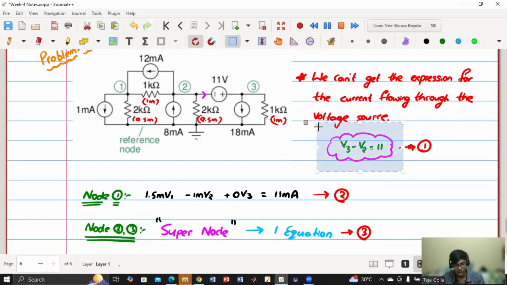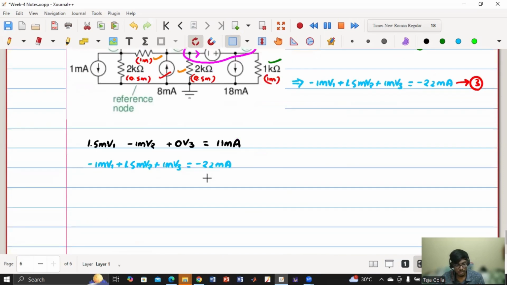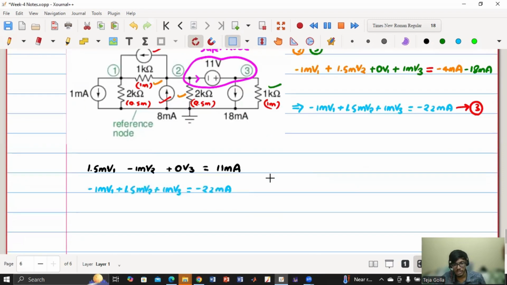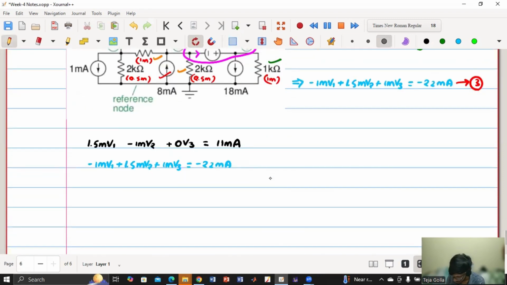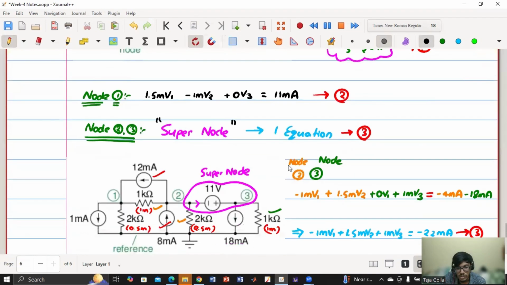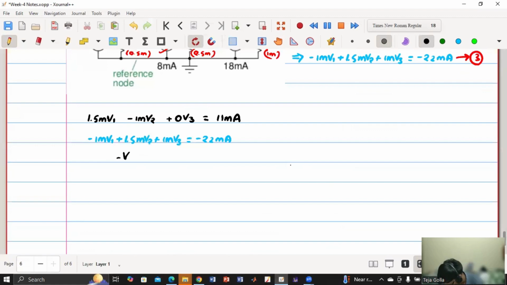And this is our last expression. So it is V3 minus V2 equal to 11. So I'll write it as V2 minus V3 minus V2, right? So minus V2 plus V3 is equal to 11 volt.